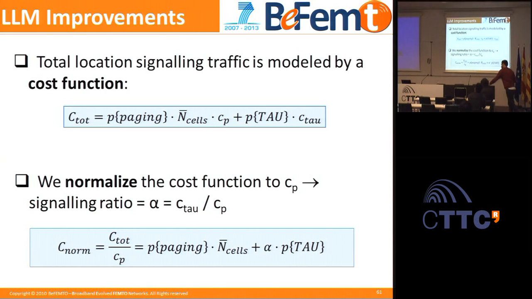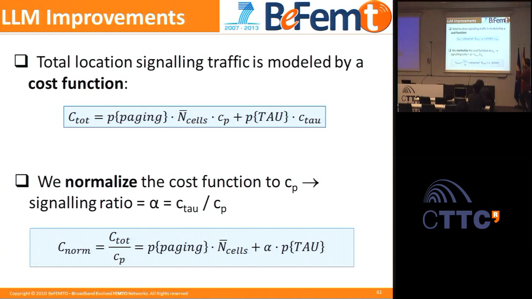Now, we said before that the tracking area update was a very expensive, very painful procedure in terms of signaling and battery. And that's what we capture here with this signaling ratio, right? What we want to do is normalize this expression by dividing it by the cost of a single paging operation. This is difficult to estimate, but in the literature they assume that this alpha parameter is more or less around a value of 10. So a single tracking area update operation is 10 times more expensive in terms of signaling than a paging operation.